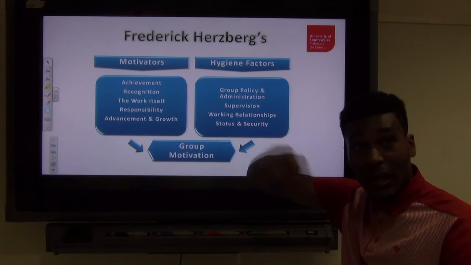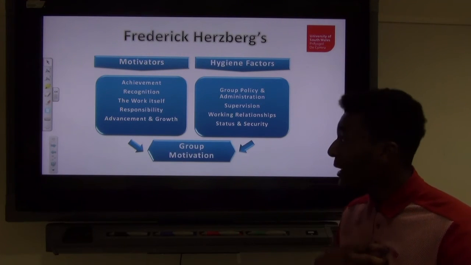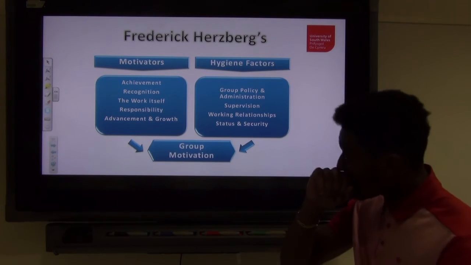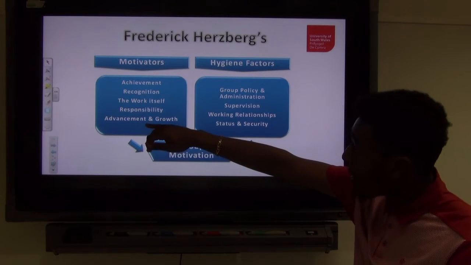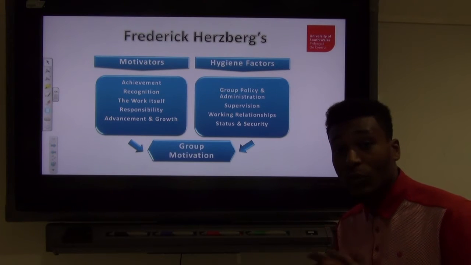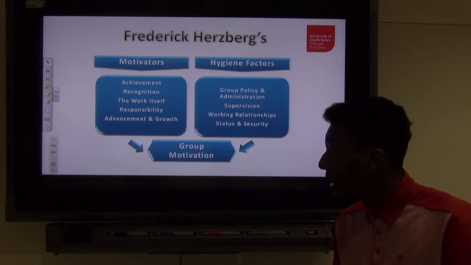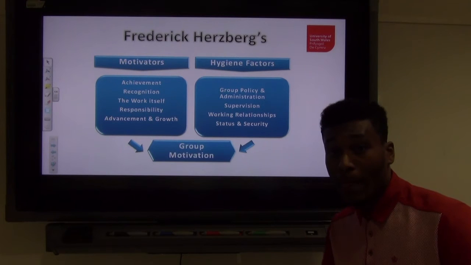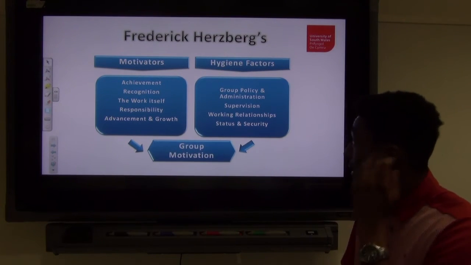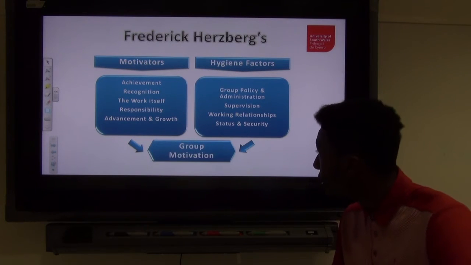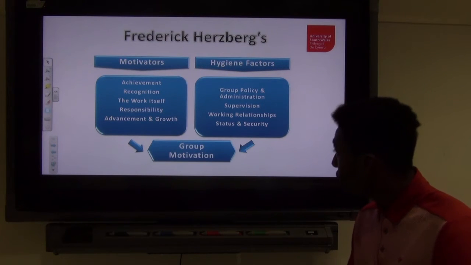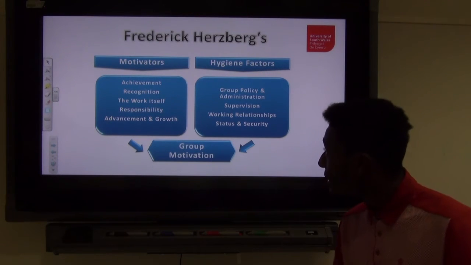Most importantly, each member of the group knew that we had a big responsibility, even though we only had one team leader. But overall, we knew that submitting these assignments and pieces of work led to advancement and growth individually for us as professionals. On the other hand, the hygiene factors include group policy and administration, which is normally known as company policy, supervision, work relationships, status and security.